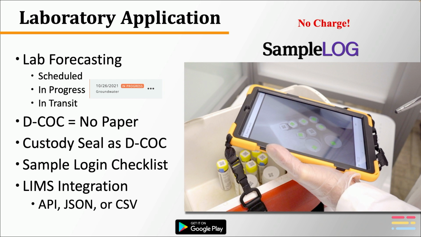If you've ever dropped samples off at a lab, you've seen the lab login person with a clipboard and a paper login checklist. That same login checklist is built into the Sample Log app and is customizable by the laboratory. The Sample Log application can integrate with any LIMS system out there through either an API, JSON file, or CSV upload. Currently, the Sample Log app is only available on Google. However, we do plan on having an Apple version by the end of 2024.